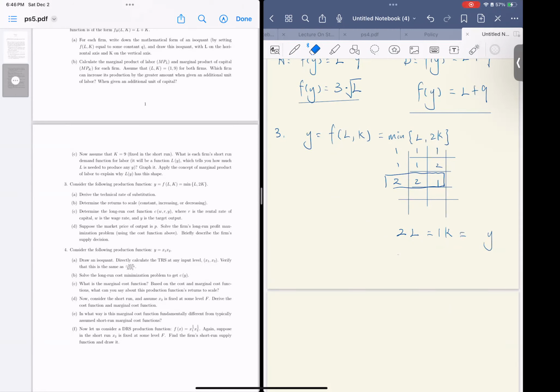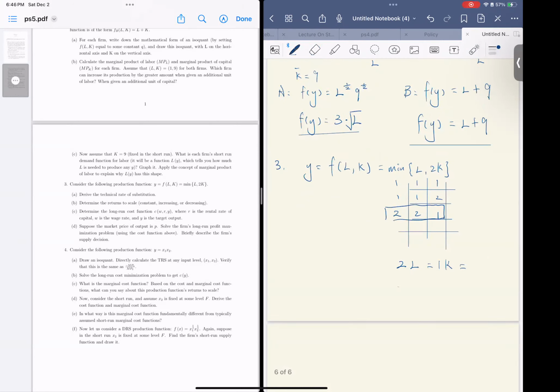I'm sorry, Andrew, I didn't get what you did there with the table. The one with the 1, 1, 1 and 1, 1, 2? Yeah, I'm just testing when the production will jump. So production jumps when I increase one unit of labor, because when I increase capital, it didn't jump. So it means that the ratio of labor and capital is not one labor and two capital. Does it make sense? Yes. Okay.